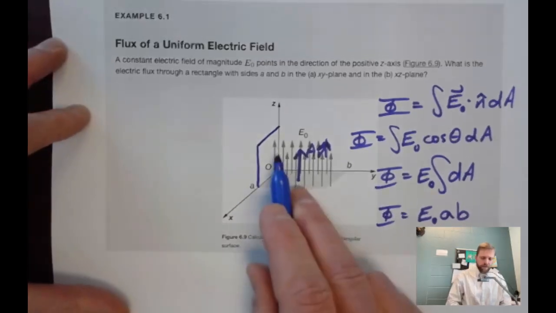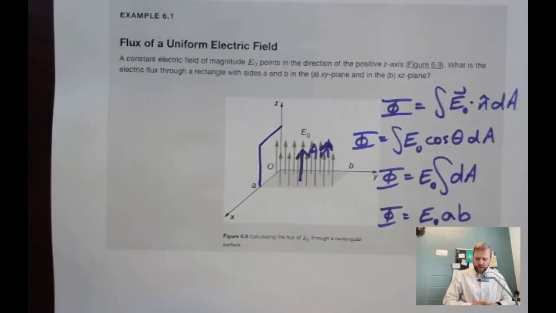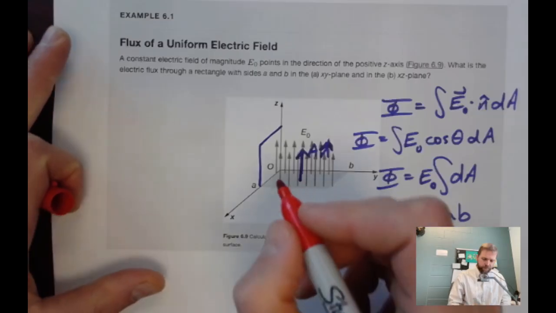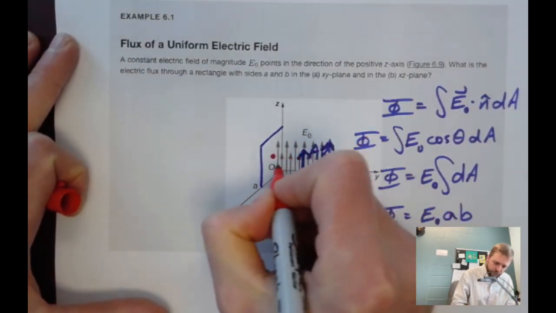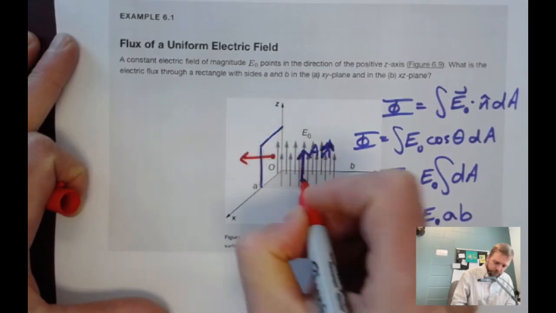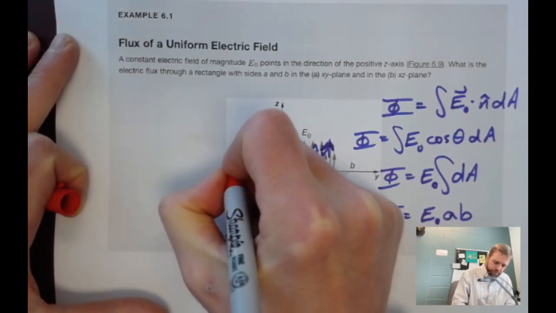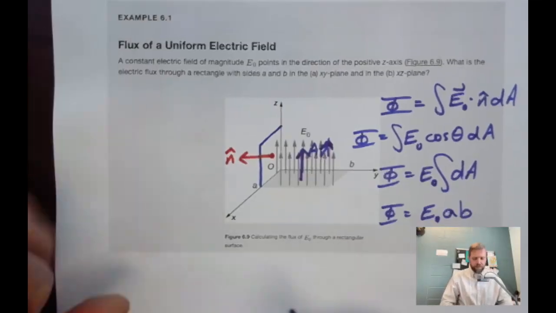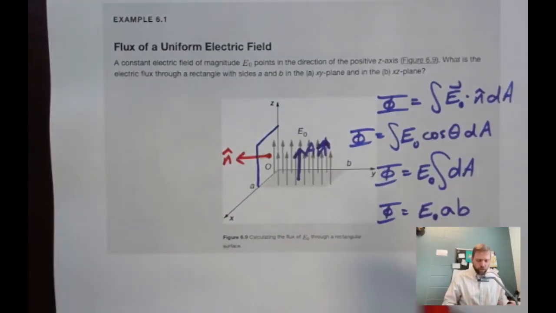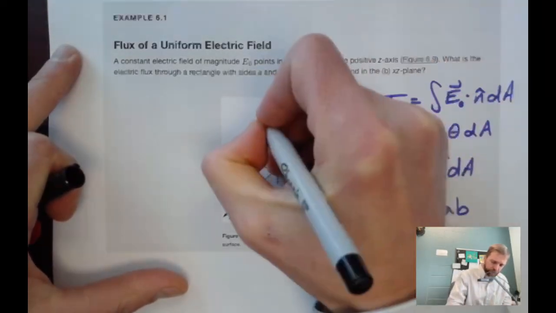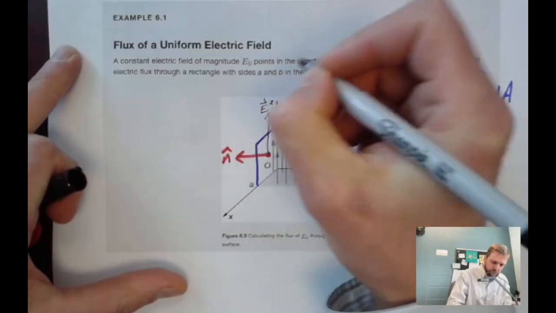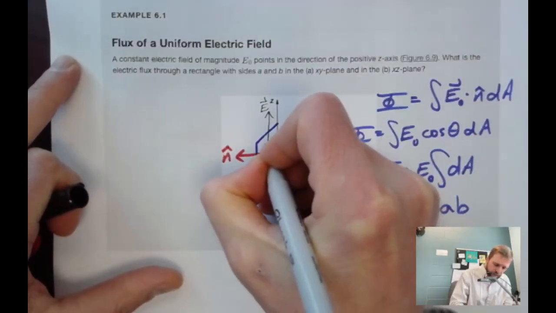Okay. So the area vector, let me illustrate this with a red. The area vector points in this direction out this way. Okay, so in this case, the angle between the electric field vector, let me illustrate that here. Here's the electric field vector. And this angle is 90 degrees.